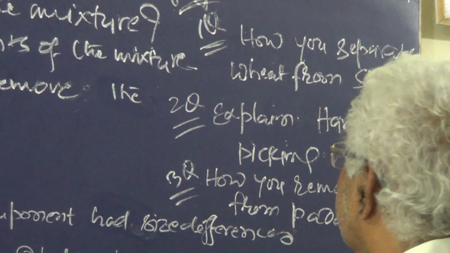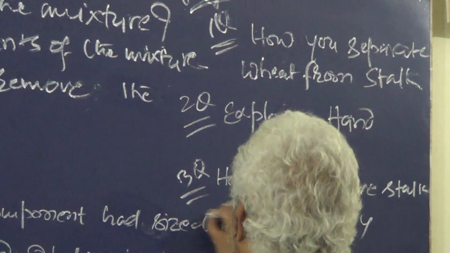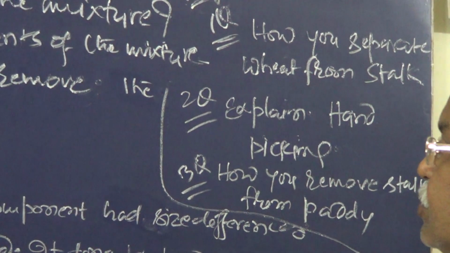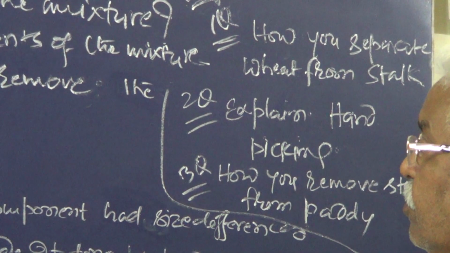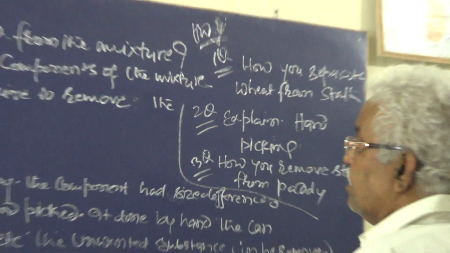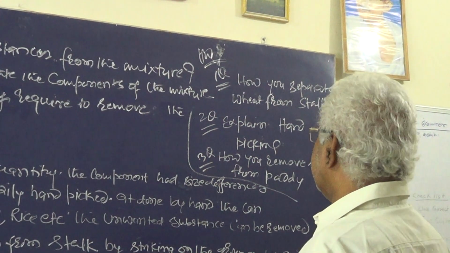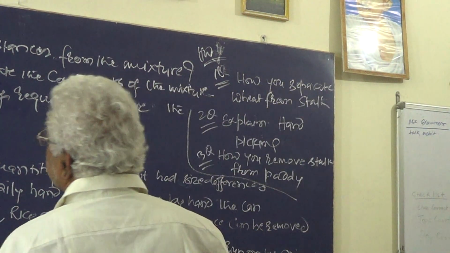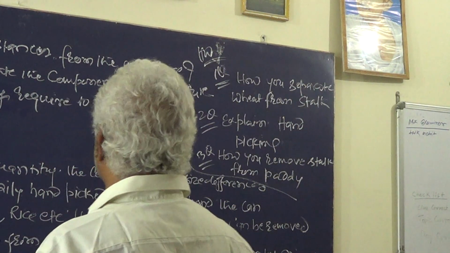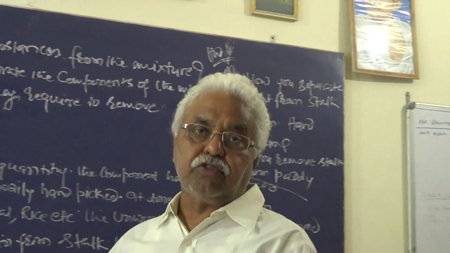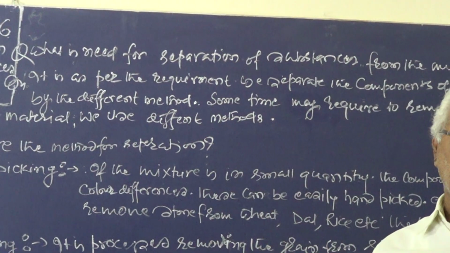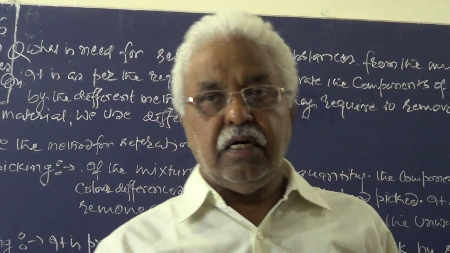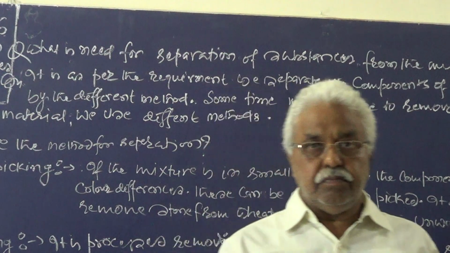All 3 questions you need to do, children, and all these questions are also given to you. You can go ahead with that and do it. First question, what is the need for separation of substances from the mixture? This is also a question. Write all 4 5 question answers. Okay? We will meet in the next class. Thank you.